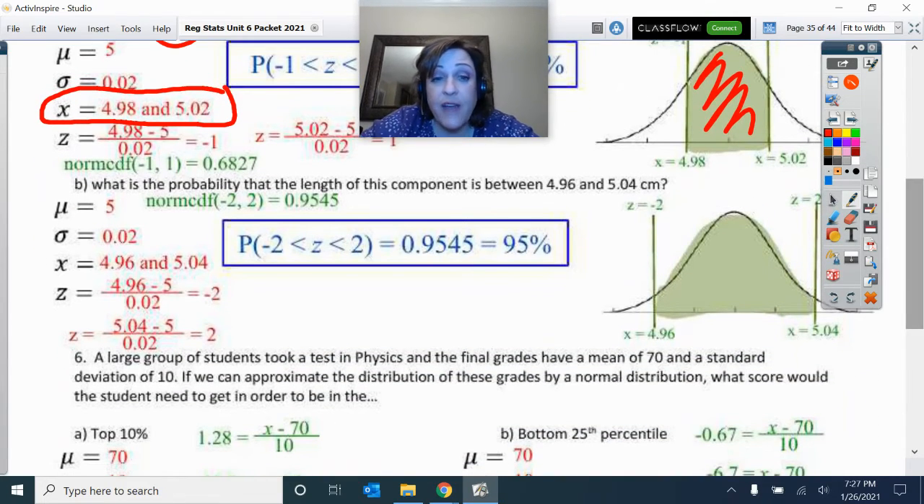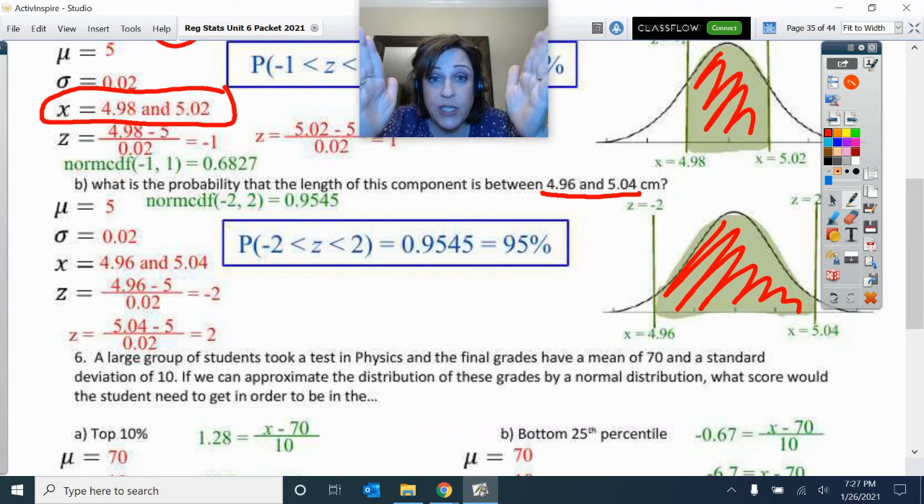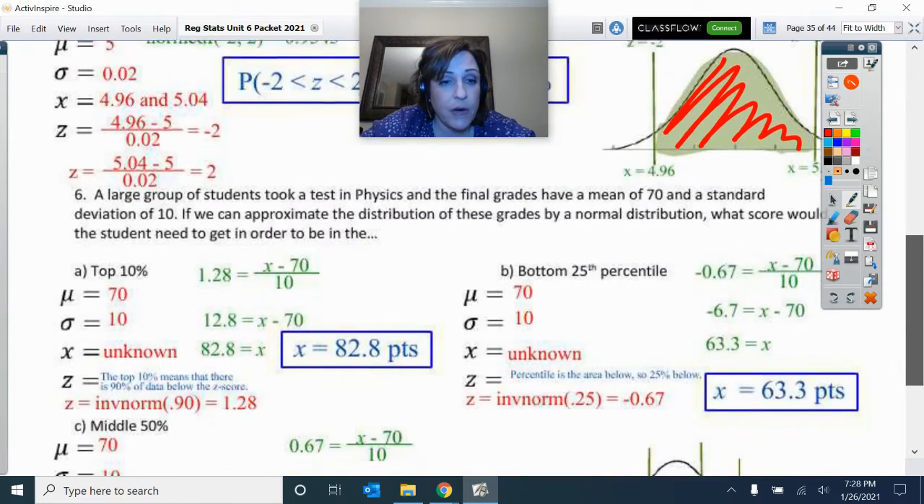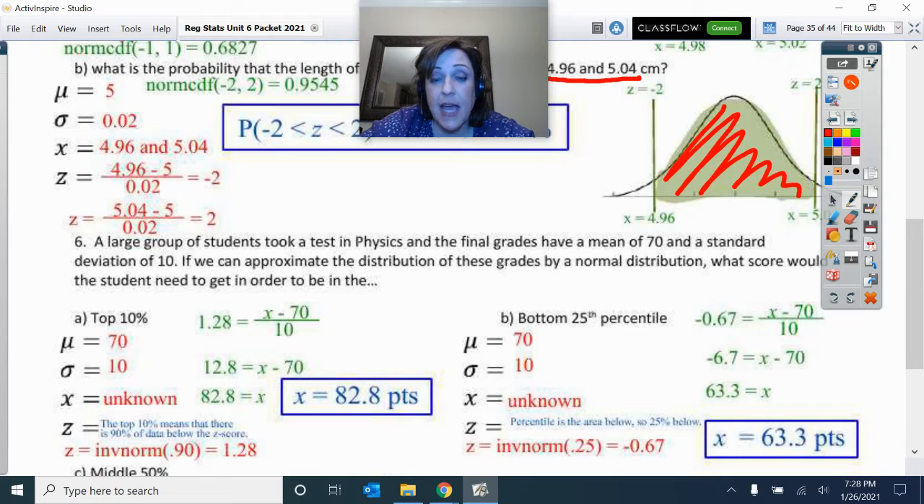And here to find the area between these two z-scores, that was from -2 to +2. So you can do the math, but remember that within 2 standard deviations, it's also 95%. And like this one up above, all those within 1 standard deviation is 68. So 68, 95, 99.7.